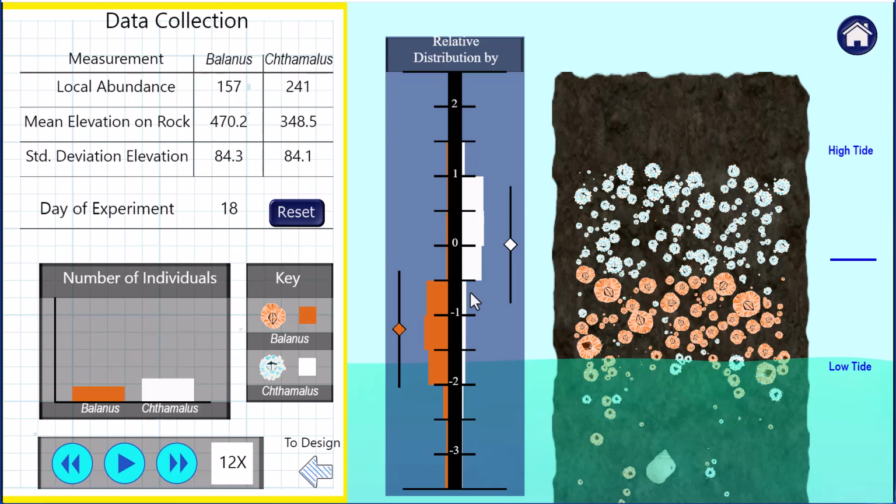What I wanted to point out, because I initially thought this was a bit confusing, is that if we look at where our white barnacles are, they're up here. And then if we look at the mean elevation on the rock, it's 348. If I look at the orange ones, which are below them on the rock, their mean elevation is 470. I thought that was kind of confusing because to me elevation would represent height here. But it's actually calculating it from the high tide line. So it's using the high tide line and then going down this way to measure that elevation.